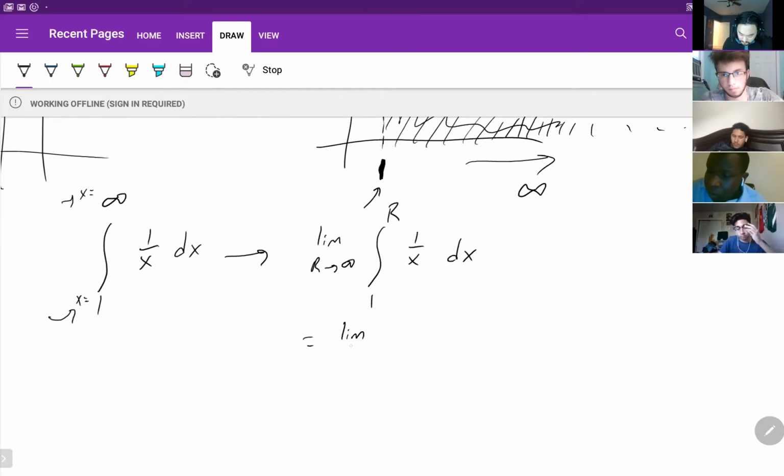So limit as r goes to infinity. John, does that mean I have to write the limit on every single step? Yes, yes, yes. Okay, don't get lazy.